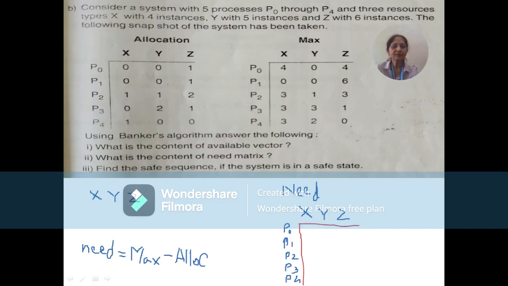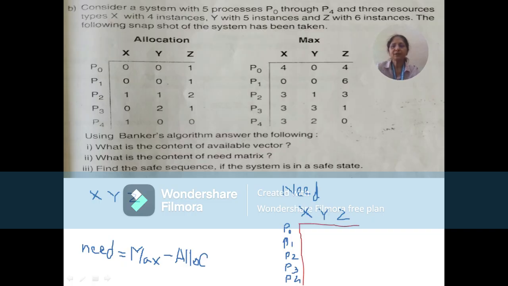Similarly, this is a max matrix where it has been mentioned the maximum number of resources needed by the processes to complete their execution. So in this max matrix, if you see, P0 needs X4, Y0 and Z4 to complete its execution. P1: X0, Y0, Z6 and so on. Next, there are 3 sub-questions and they have asked, using Banker's algorithm, find the content of available vector, then what is the content of need matrix, and also to find the safe sequence if the system is in safe state.